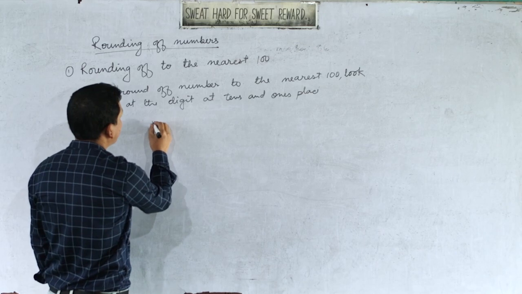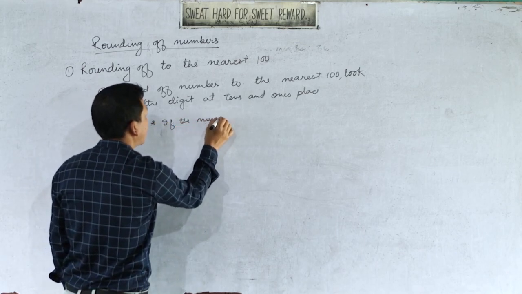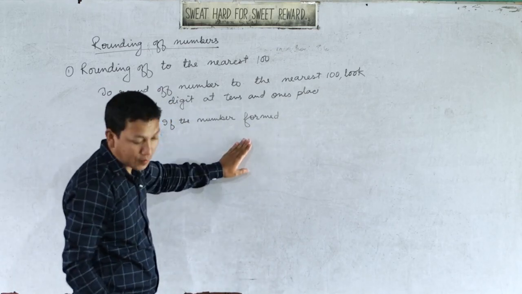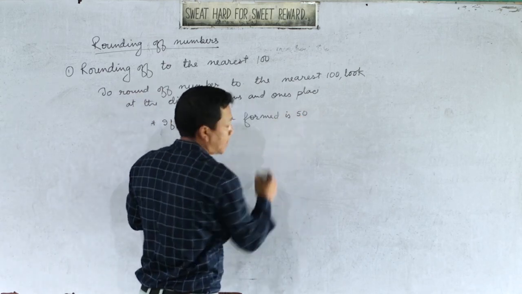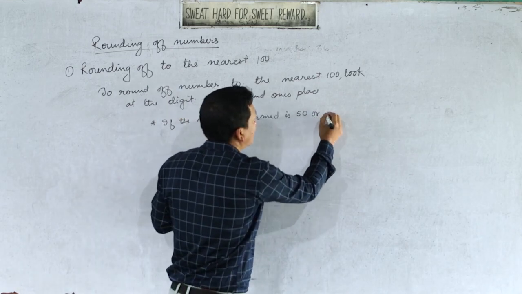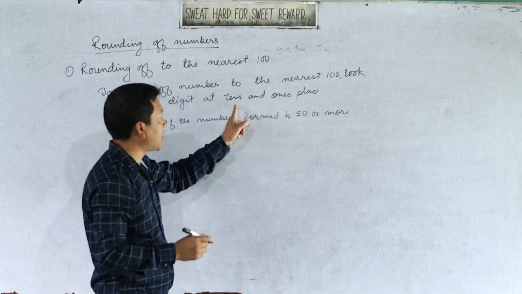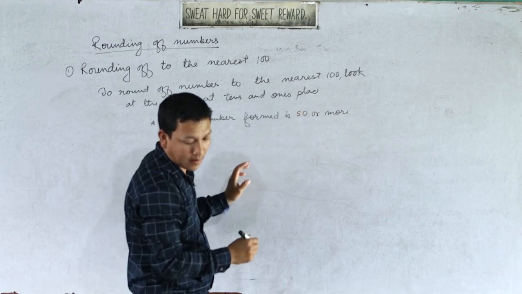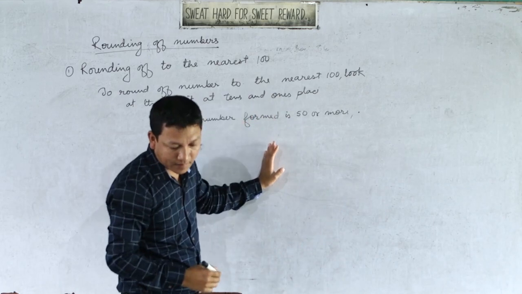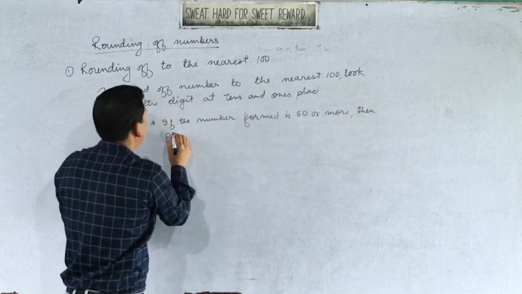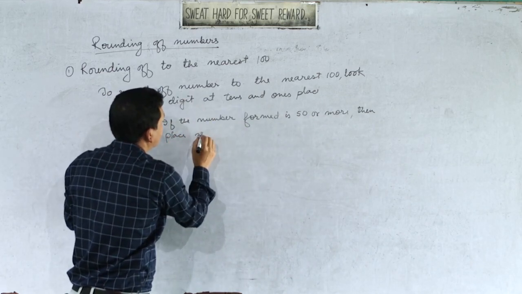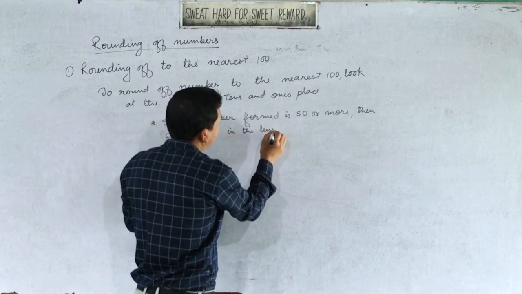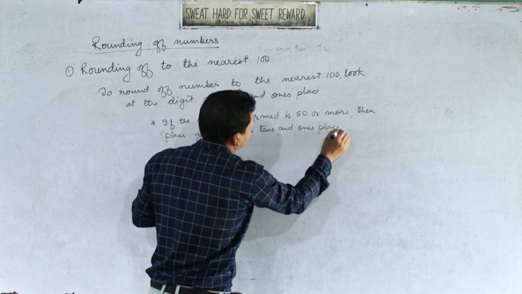First step: if the number formed by the ones place and tens place is 50 or more, then place zeros in the tens and ones place.